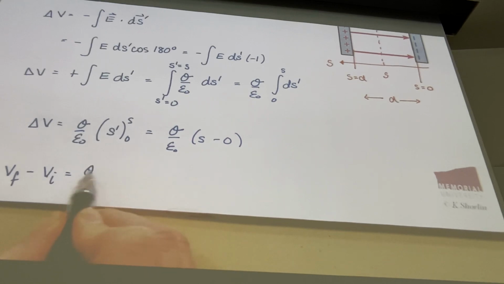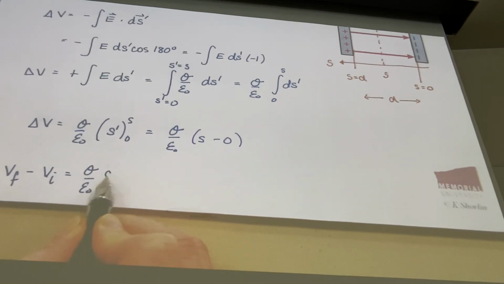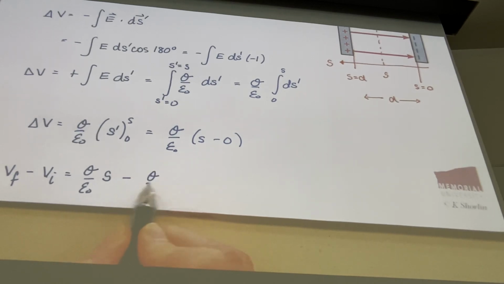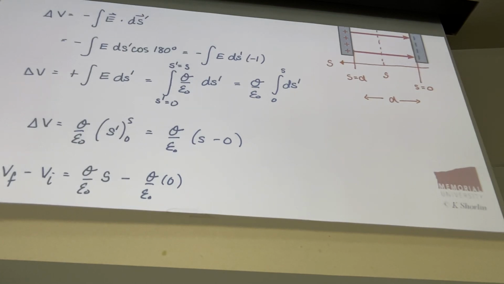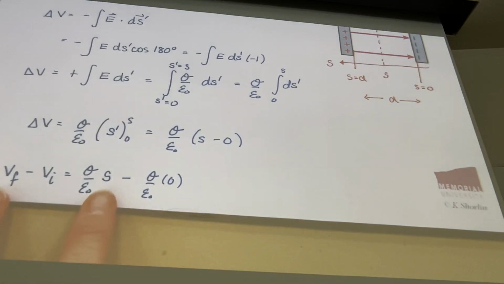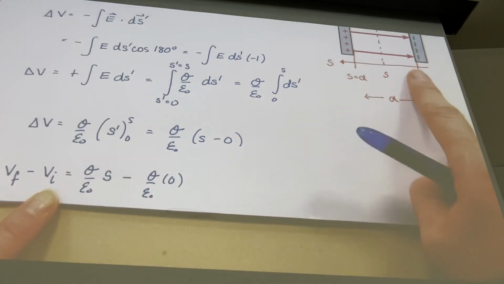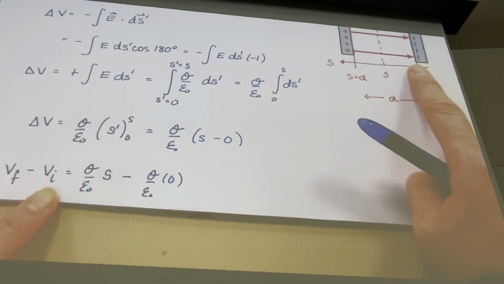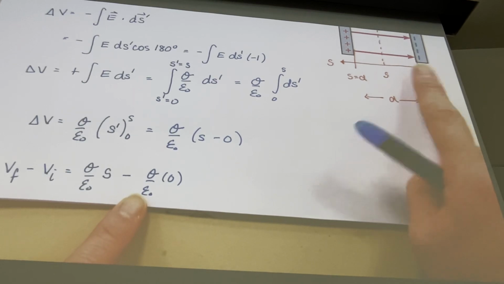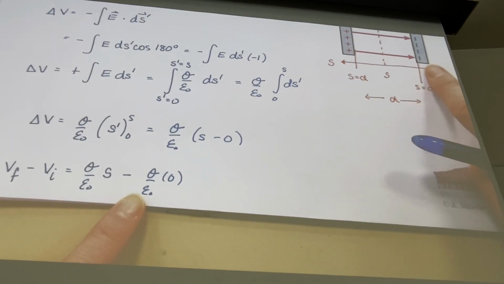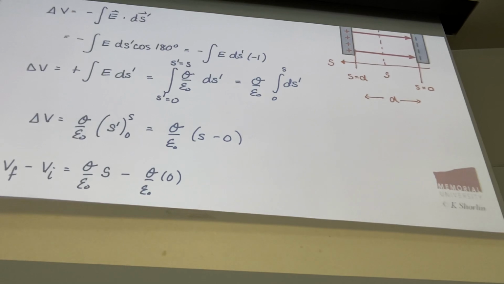That's going to be equal to sigma over epsilon naught times our distance s, that's our final distance, minus sigma over epsilon naught times our initial distance, which was 0. So you can do a straight up comparison here. Vf, our final potential at this point, is sigma over epsilon naught times s, and our initial potential is sigma over epsilon naught times 0, which is just going to be 0. There's our reference point built in for us. We usually say that the potential is 0 at the negative plate. So there's our reference.